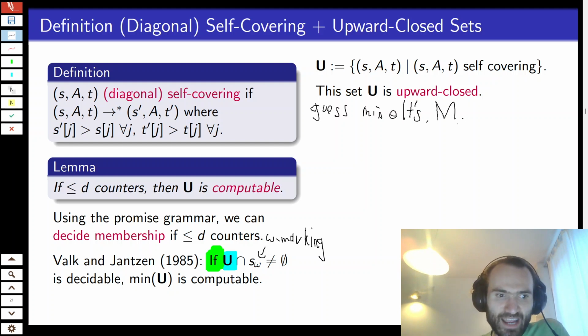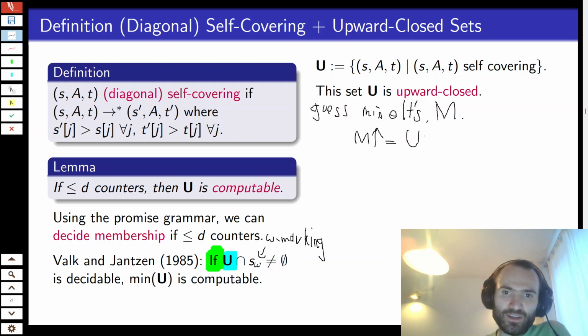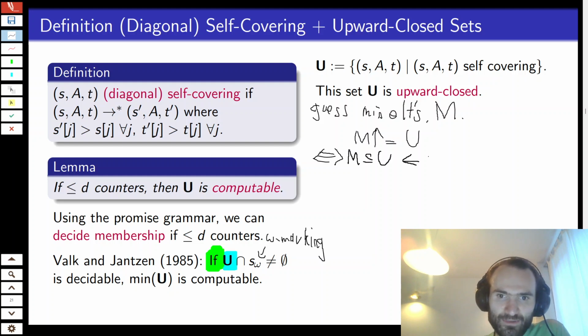And now what do you check? Well, we have to check that M upward closure equals U. What does this mean? Well, this means we have to do two checks. We have to check that M is included in U. Here we do membership tests, right? In particular, this condition means membership tests are possible, right? So we do membership tests.